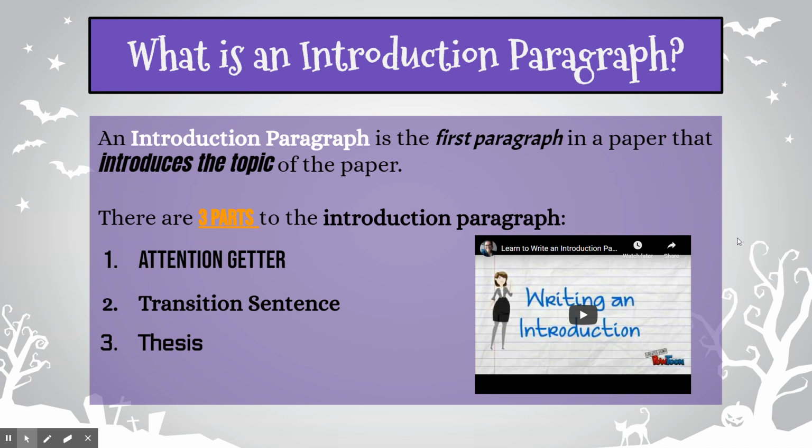The first is an attention getter, the second is a transition line or sentence, and the third is your thesis statement or claim. Some teachers will call it different things. In my language arts class, we will call it these 3 things. In other classes, you might call your attention getter a hook. Some people might say a connecting sentence instead of transitioning sentence. Some people, instead of thesis statement, might say claim. But all of them mean the same thing, and they have to appear in this order in the paragraph.